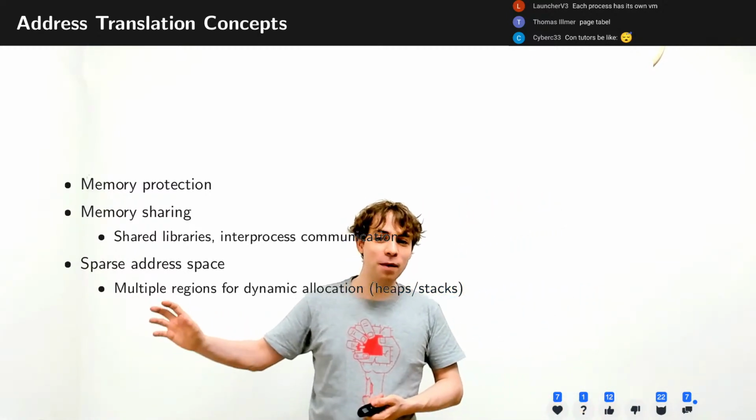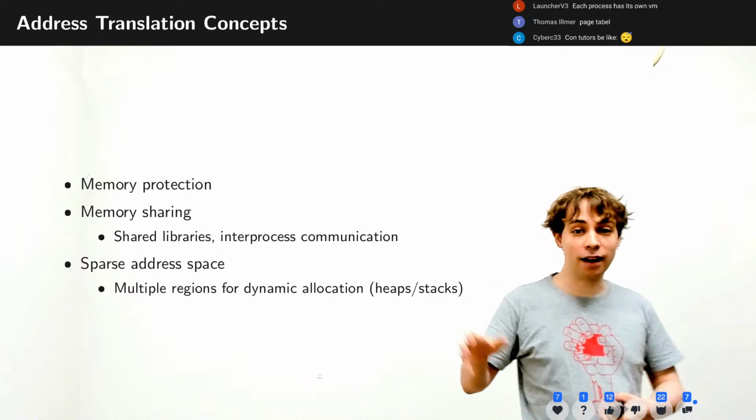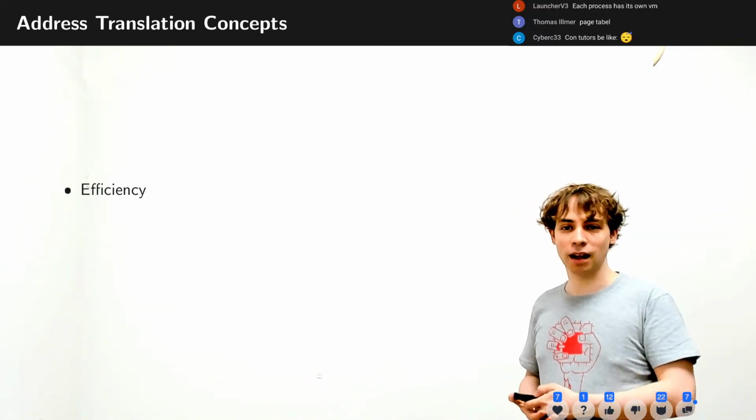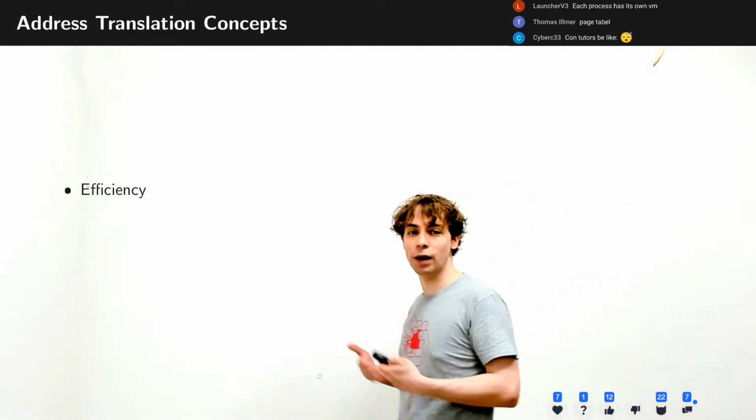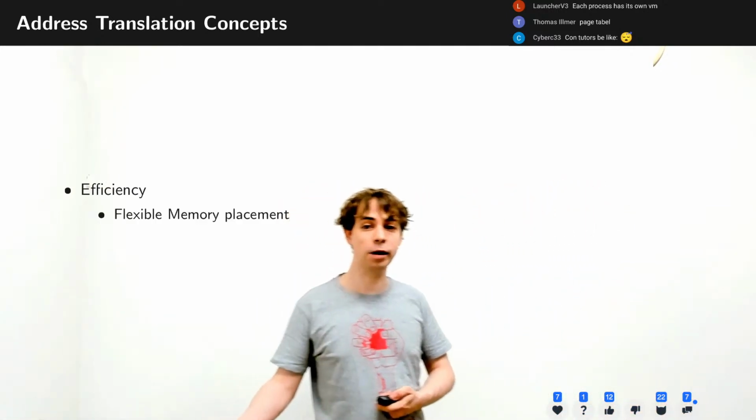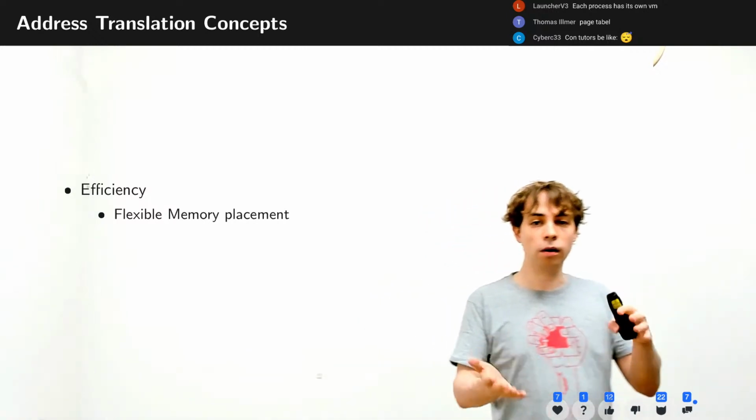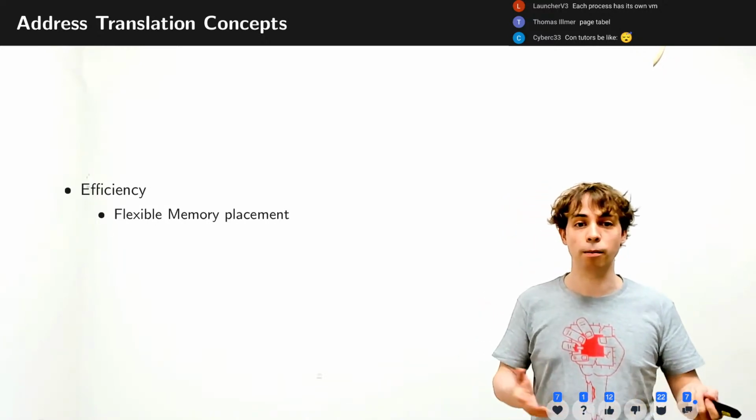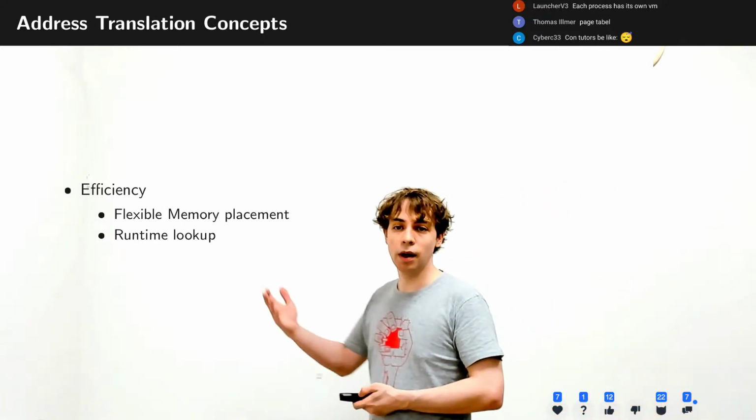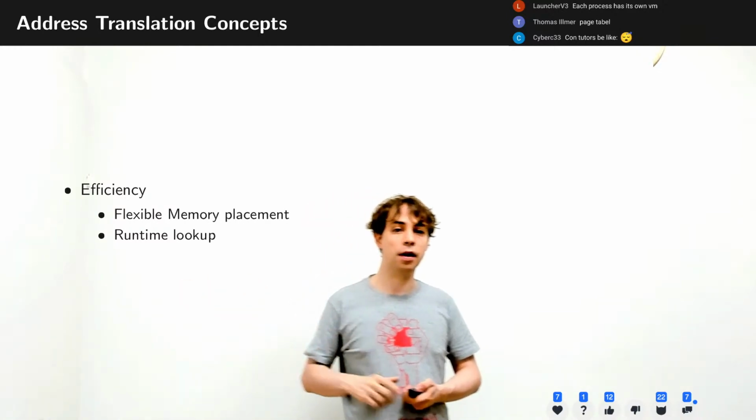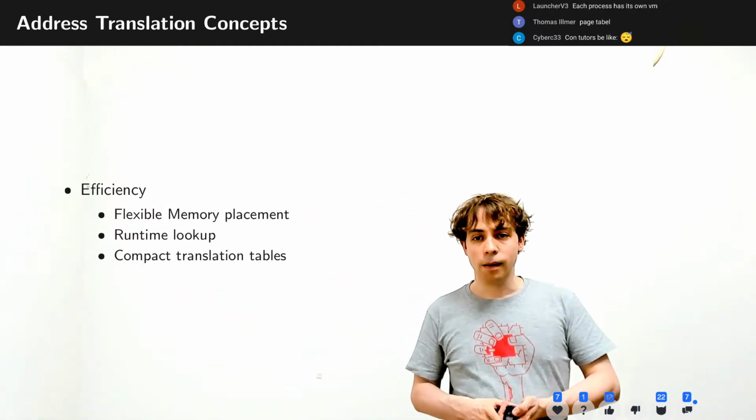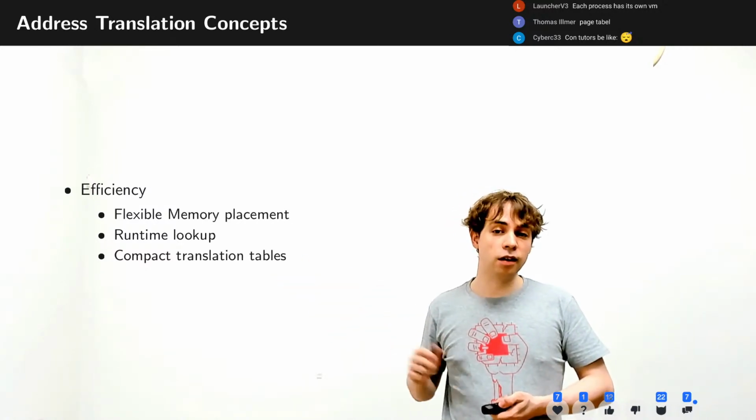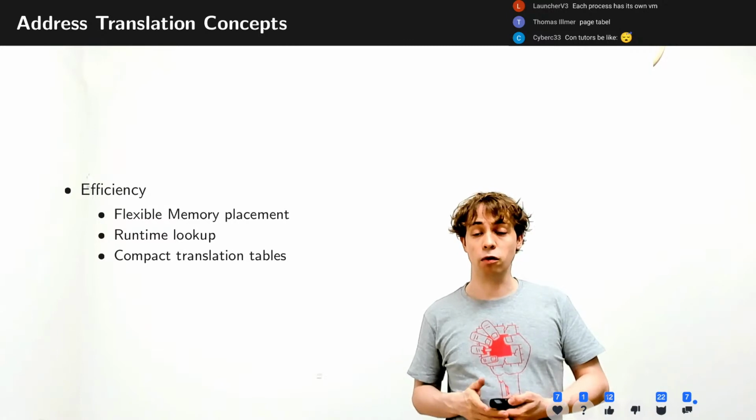Then, of course, we can have multiple regions, for instance, heaps, stacks. We can allocate all of this in our sparse address space. This allows us to be very efficient when implementing things, to be very flexible, because we can allocate small parts of memory to some task, to some thread, to some process. We can at runtime modify the mapping, look this mapping up, and get the data. And we can also try to make these translation tables very compact, so that it's also efficient to implement.